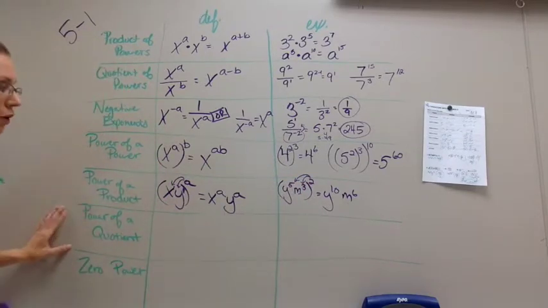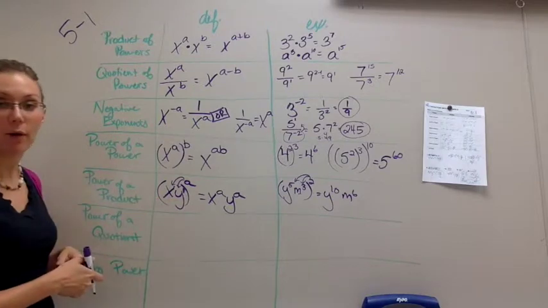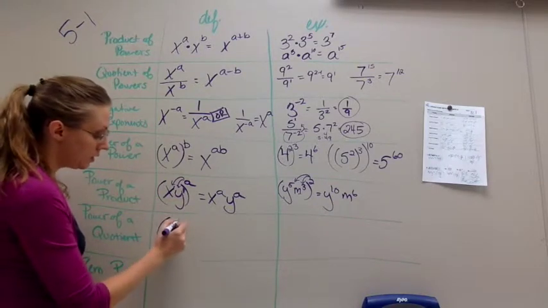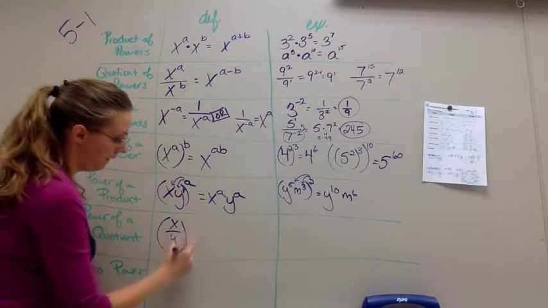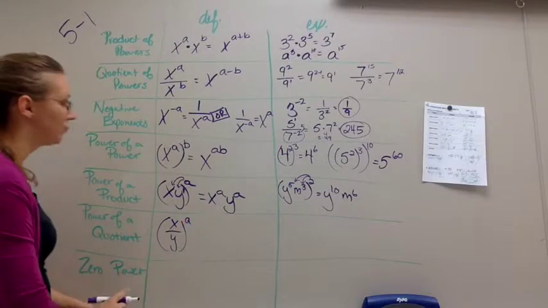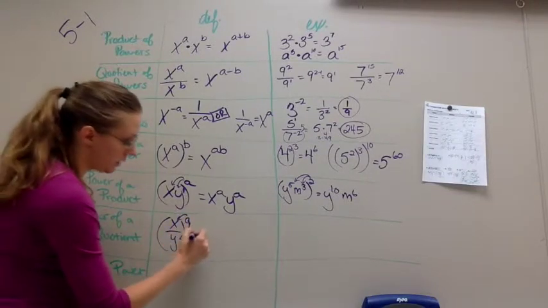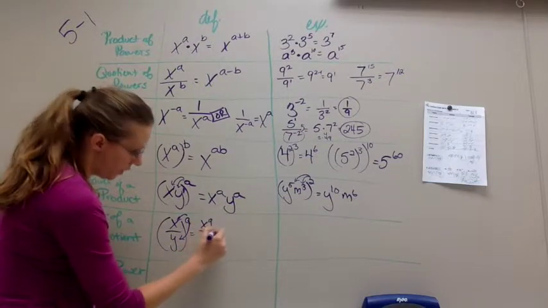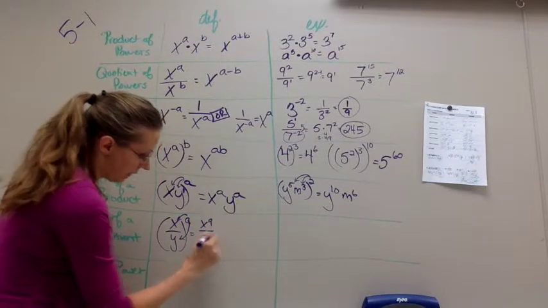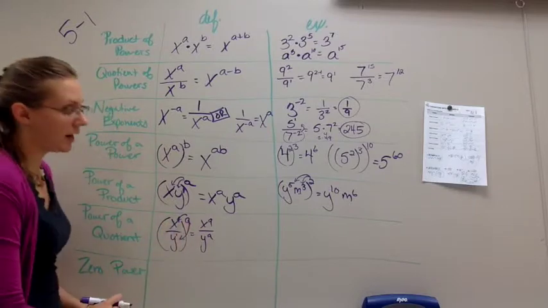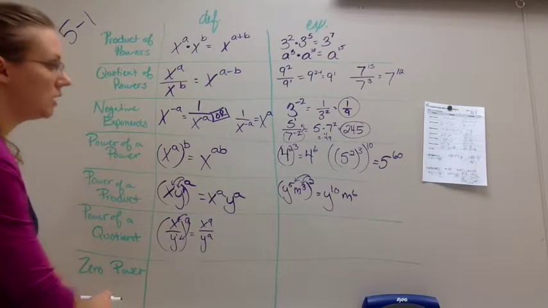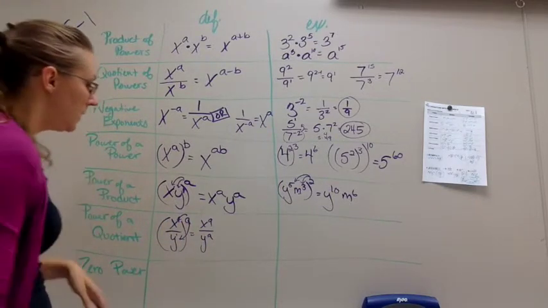Next, we have power of a quotient, which works almost exactly like the power of a product. We have some division problem with an a, okay? And again, we're just going to distribute this to each chunk. So it's going to become x to the a power over y to the a power. Again, each of these are 1, and that's why it ended up that way, okay? We send it to each chunk.